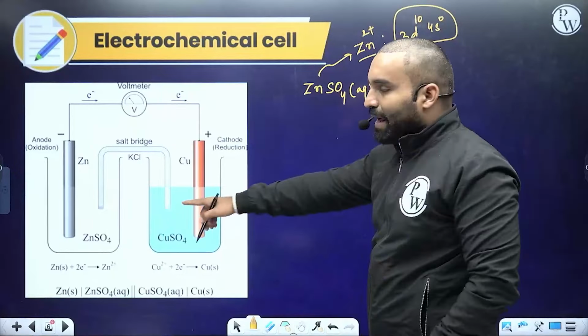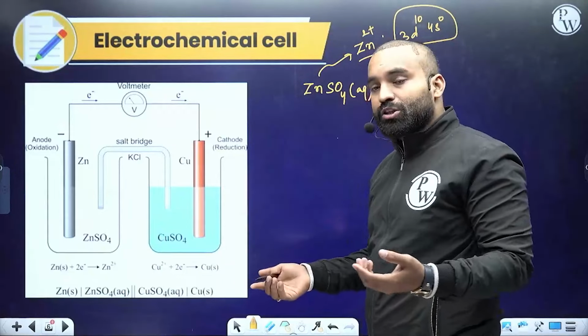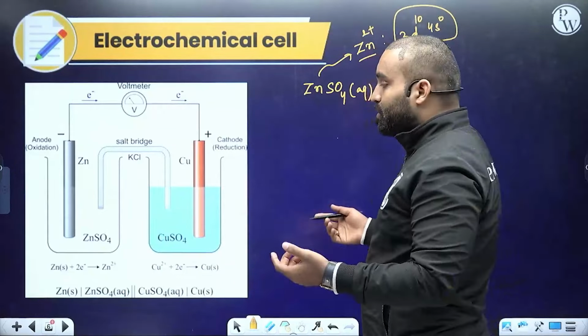Now since it is an aqueous solution, and zinc sulfate aqueous is a 100% electrolyte, it will dissociate to produce zinc 2 plus aqueous and sulfate SO4 2 minus aqueous. These are the two species present in the anodic compartment. Let me write it as anodic compartment A.